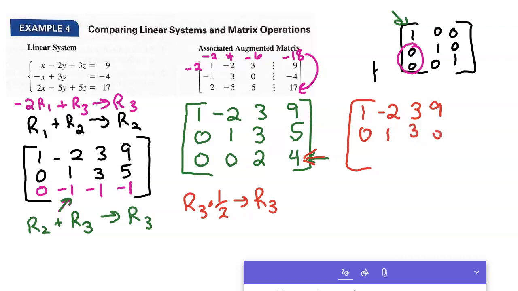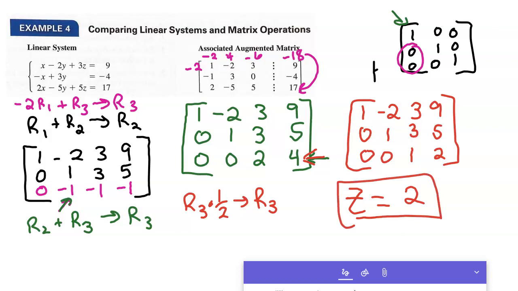0, 1, 3, 5. But now if I take 1/2 times row 3, you get 0, 0, and then 1, and then 2. And what that tells us is that z equals 2. We know one of our answers now because it's on the bottom here. This is your x's, this is your y's, this is your z's. Now we're going back to the variables, and this says we can simplify this down to z equals 2. It's the same as elimination, if you've ever done that.